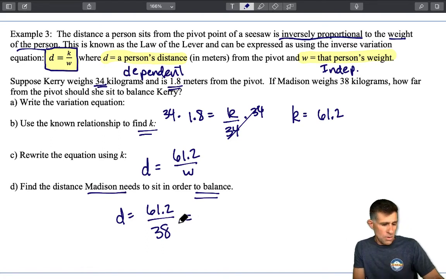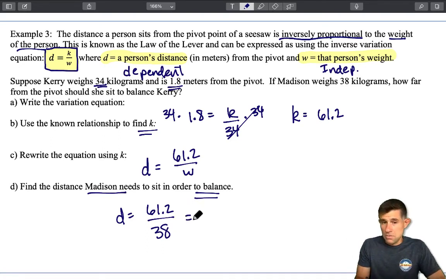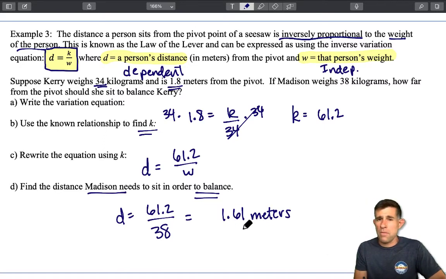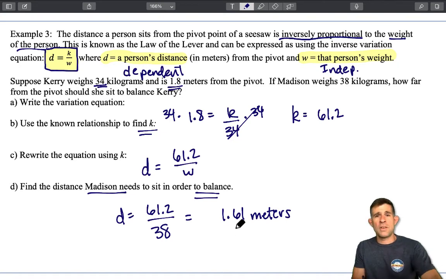So when we take 61.2 divided by 38, we are going to get 1.61 meters. So if Carrie is able to position herself 1.61 meters from that pivot point, they will be in perfect balance.